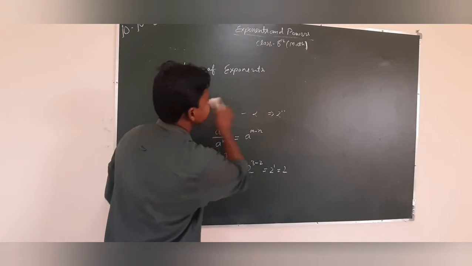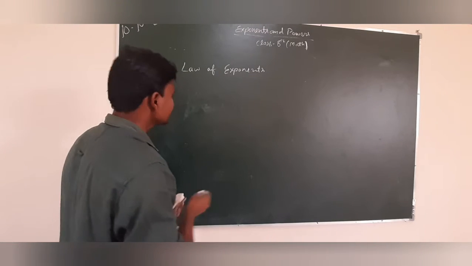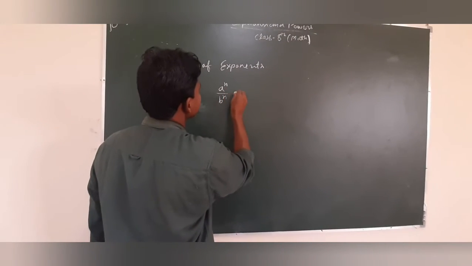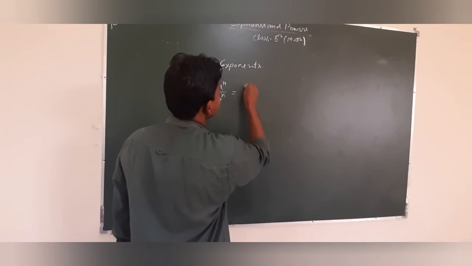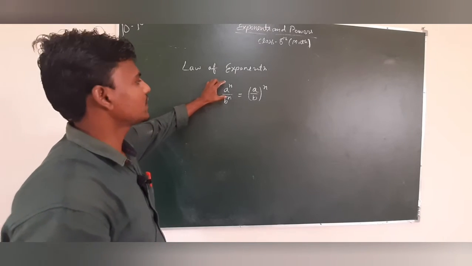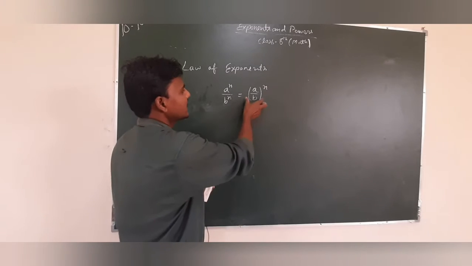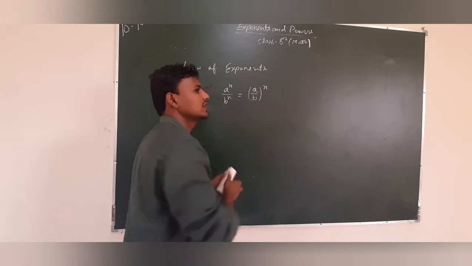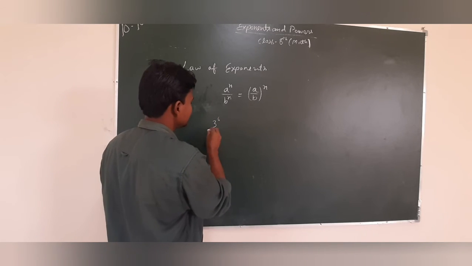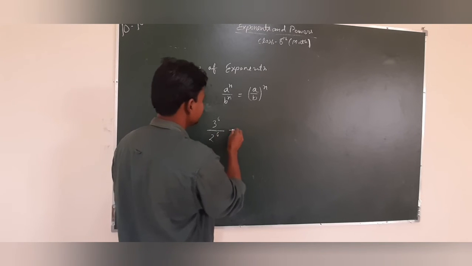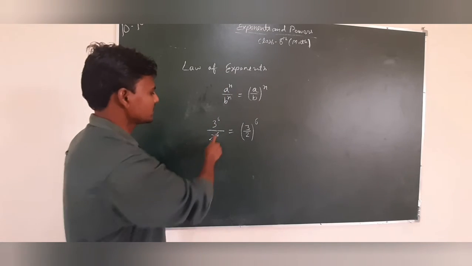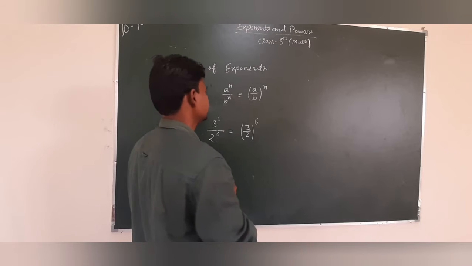Next is if a to the power n upon b to the power n, we can write a upon b to the power n. If the bases are different but the power is the same, we can write the whole power the same. Whatever value is in the power, we write that value. For example, if 3 to the power 6 divided by 2 to the power 6, we can write 3 upon 2 whole raised to power 6, because 6 and 6 both have the same power.